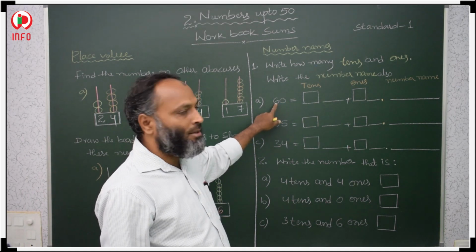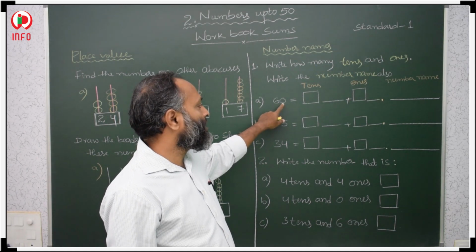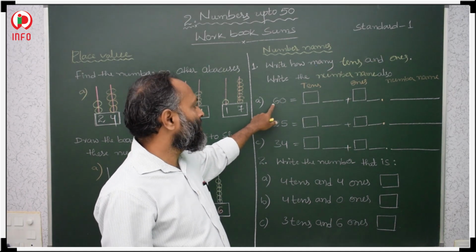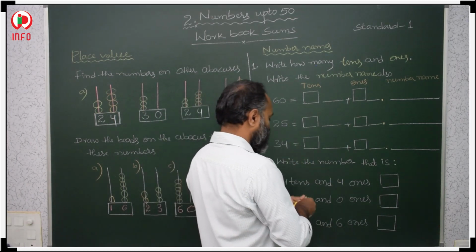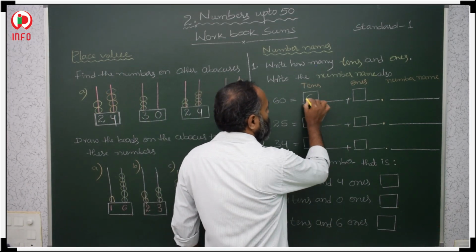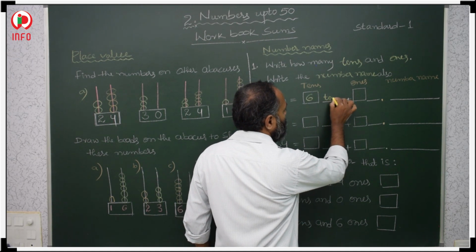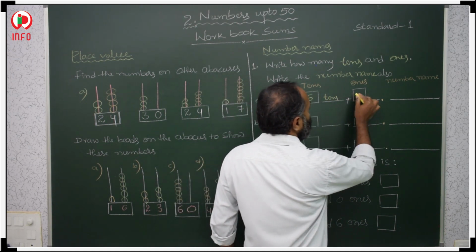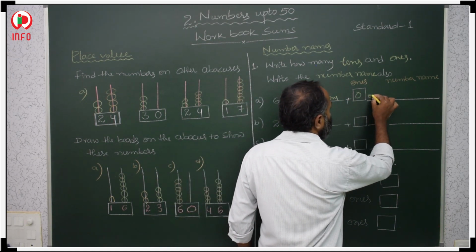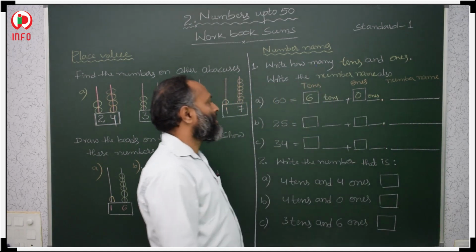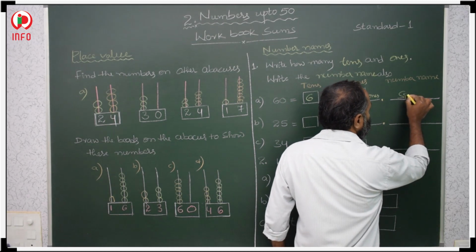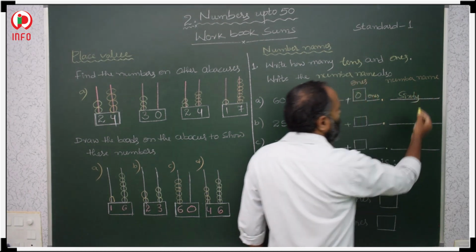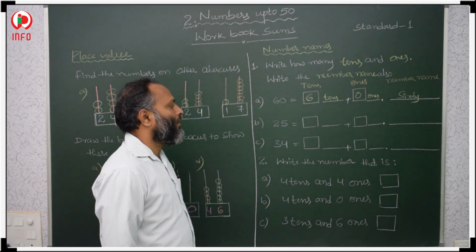6 this place represents tens and this place represents ones. How many tens are there? 6 tens and 0 ones. 6 tens, 0 ones. It makes 60.